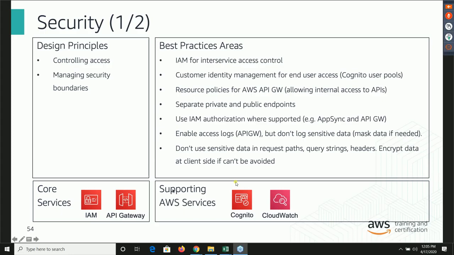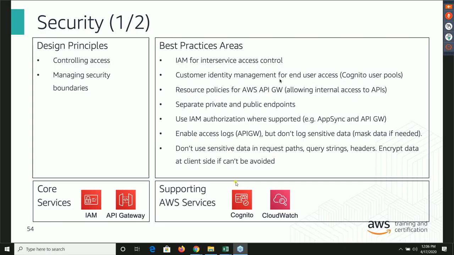And again, this goes back to the principle of least privilege, that you do not give more permissions than you need to. For end user, customer logging and identity management, Cognito is a service that you can use to create user pools. You can also do social logins, etc. through Cognito. If you want custom login workflows or MFA, we can use Cognito to enable that for you as well, using custom authorizers.